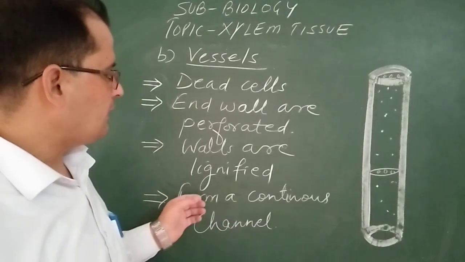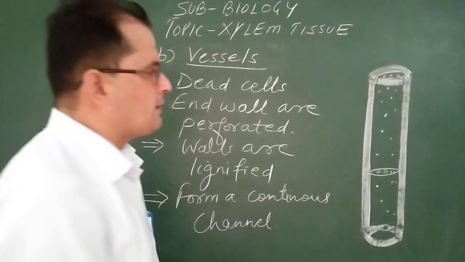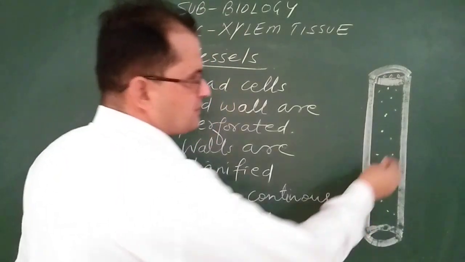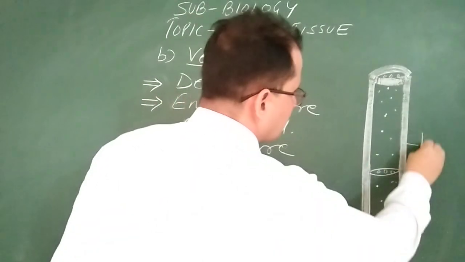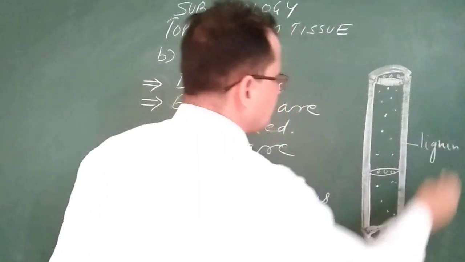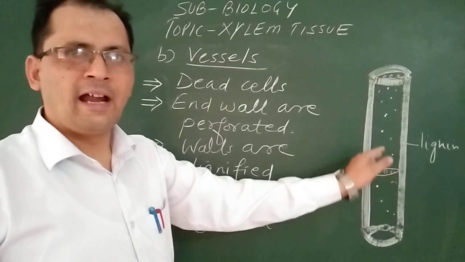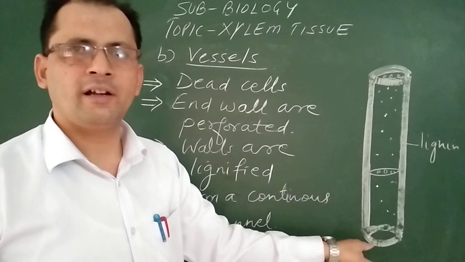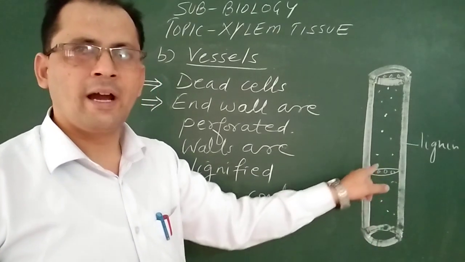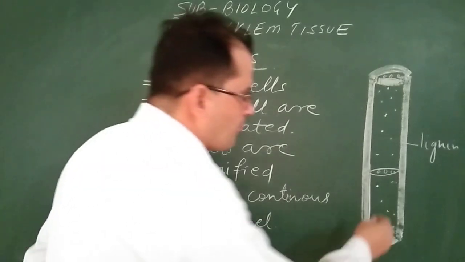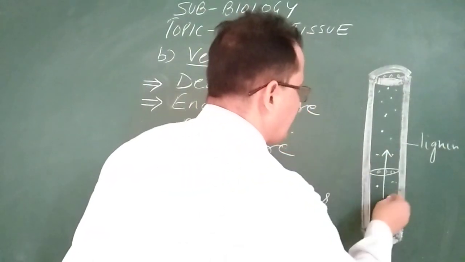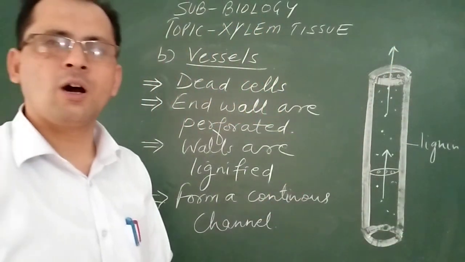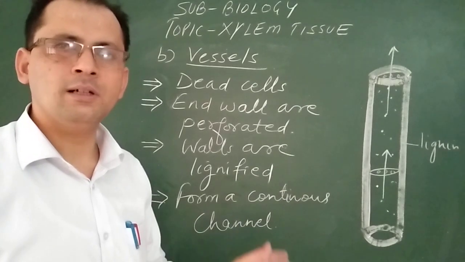Then beta you can see it forms a continuous channel. You can see here beta, this is one cell and this is the second cell. The cell wall is lignified, made up of lignin, and the ends of the cells may be absent, or if present then they are perforated. Perforated means there are pores. Why are there pores? Just to make sure that the substance from one cell reaches the other in this manner. Perforation allows the movement of substances into the cells.